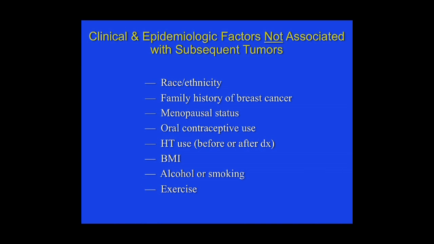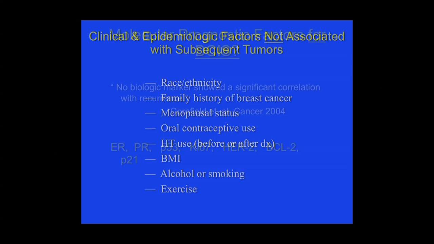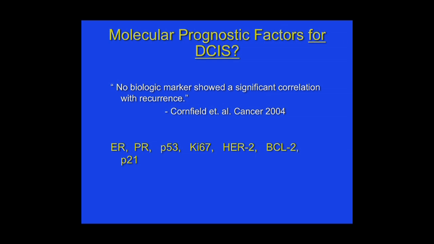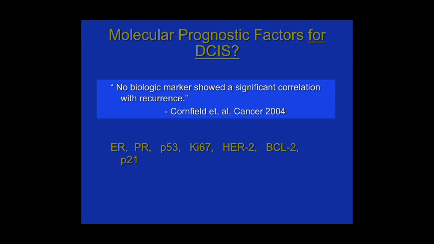Okay? The epidemiologists tried to answer this as well. Is it the people that smoke? Is it the people that drink alcohol? Is it the people that weigh more? No, none of these markers stratified risk. And the molecular biologists tried also. Can we look at some of these molecular markers, and will it tell us which ones are going to get cancer and which ones won't? The answer was no. No biological marker showed a significant correlation with the future event, the recurrence.